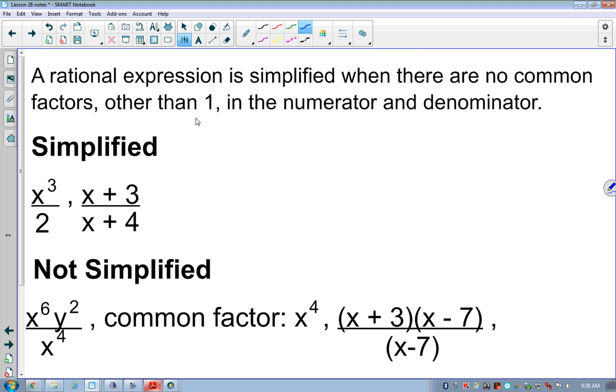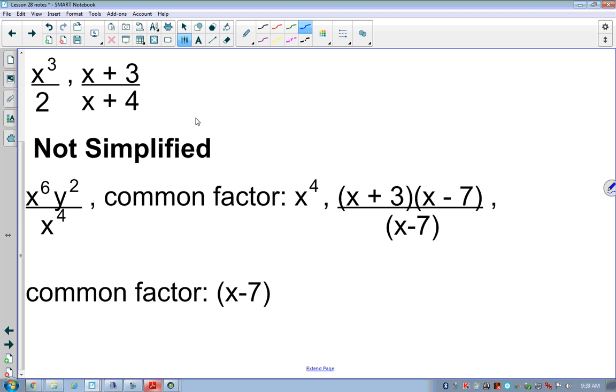All right. So a rational expression is simplified when there are no common factors other than one in the numerator and denominator. These are two examples up here where it's already simplified. There's nothing else to do to it. Down here, we see a couple. We see two different things that are not simplified.